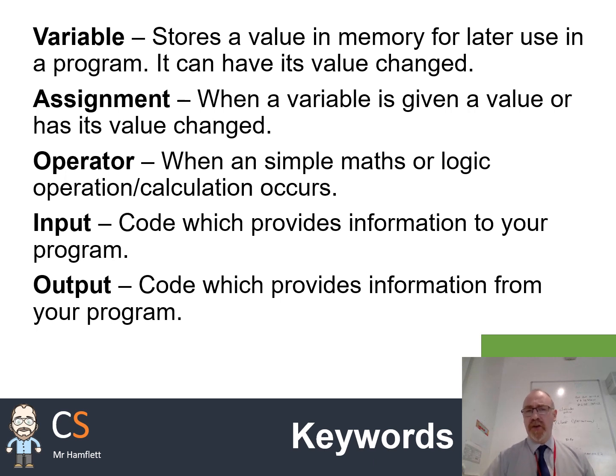Here's a summary of those keywords, because as I said, they're really important. A variable stores a value in memory for later use in the program, and it can have its value changed, because that's really important in programming. Assignment is when a variable is given a value or has its value changed, so I assign a value to a variable. Operators are when I do a simple maths or logic operation or some form of calculation occurs. Input is when I provide the information to the computer, and output is when information comes out. These keywords are very straightforward, but they are important when explaining code.